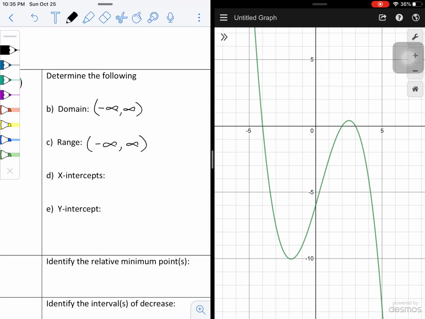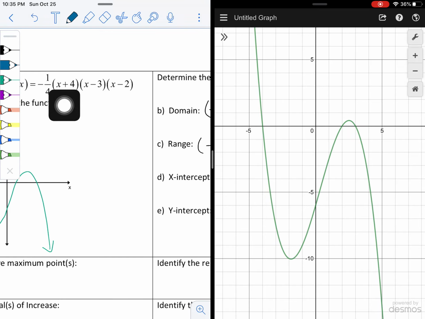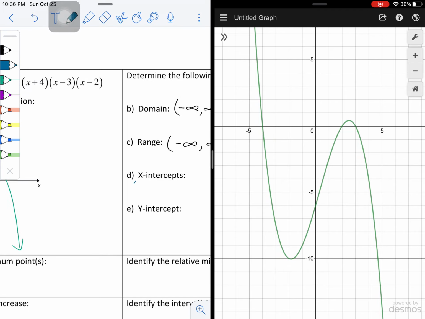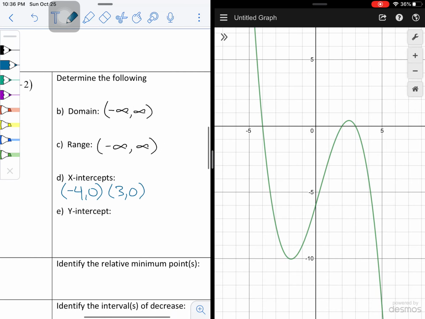All right, now for your x-intercepts, let's take a look at the function, right? See if we can figure it out that way. So each of these little linear functions, remember you can just take the opposite of what's attached to x because all of these have a very simple x value. There's no coefficients there. It doesn't say 2x or 3x. So x plus 4 is the x-intercept of negative 4, 0. X minus 3 is the x-intercept of 3, 0. And x minus 2 would be 2, 0.